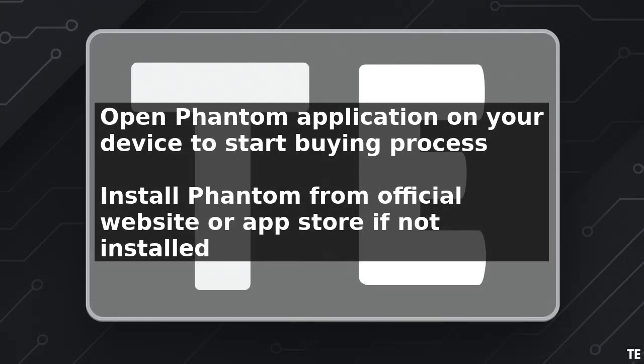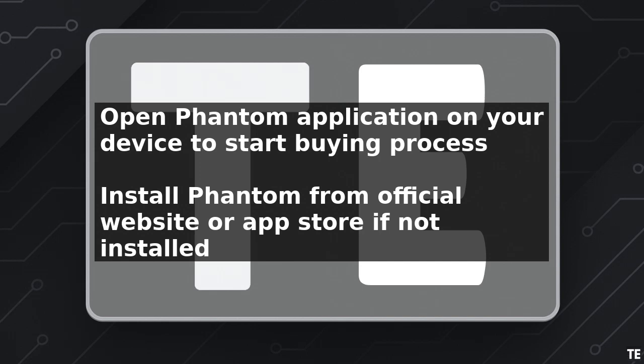To buy on Phantom Wallet, start by opening the Phantom application on your device. If you do not have it installed, you can download it from the official website or your device's app store. Once installed, create a new wallet or restore an existing one using your secret recovery phrase. Next, navigate to the Phantom dashboard and click on the Buy button.